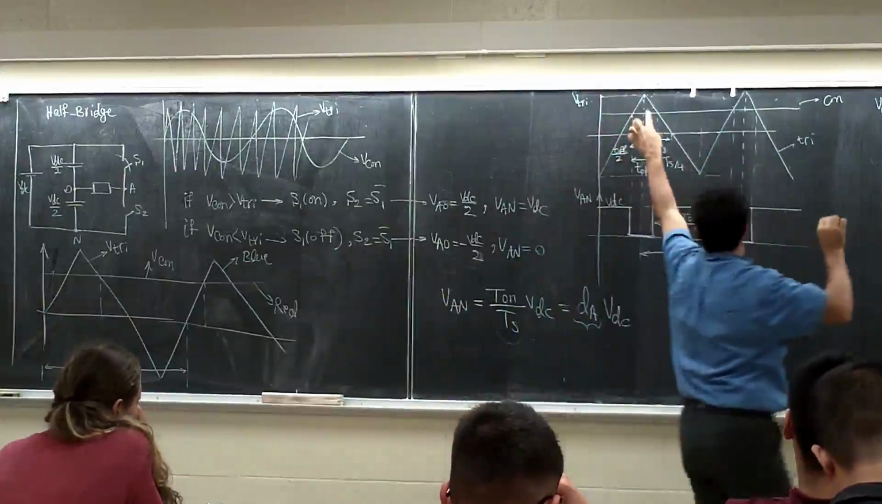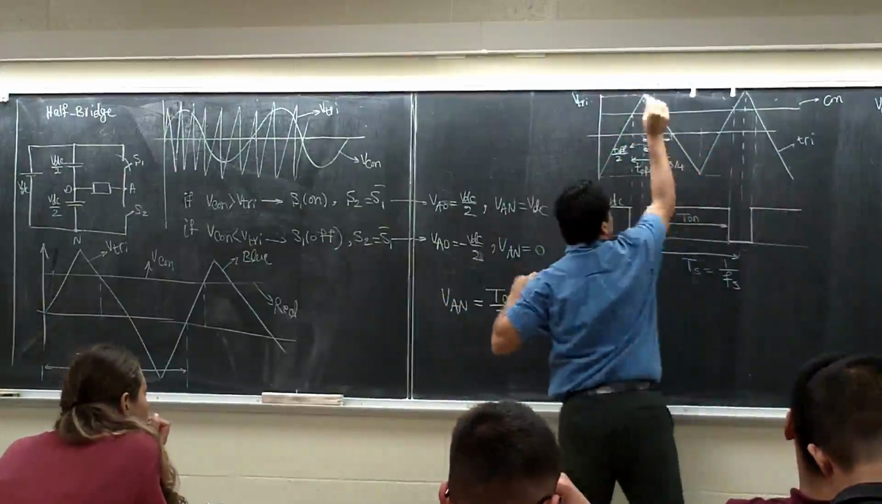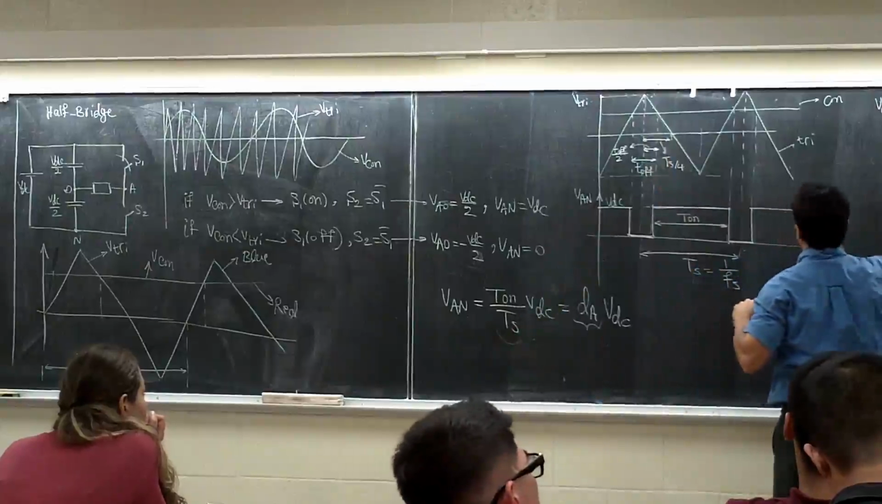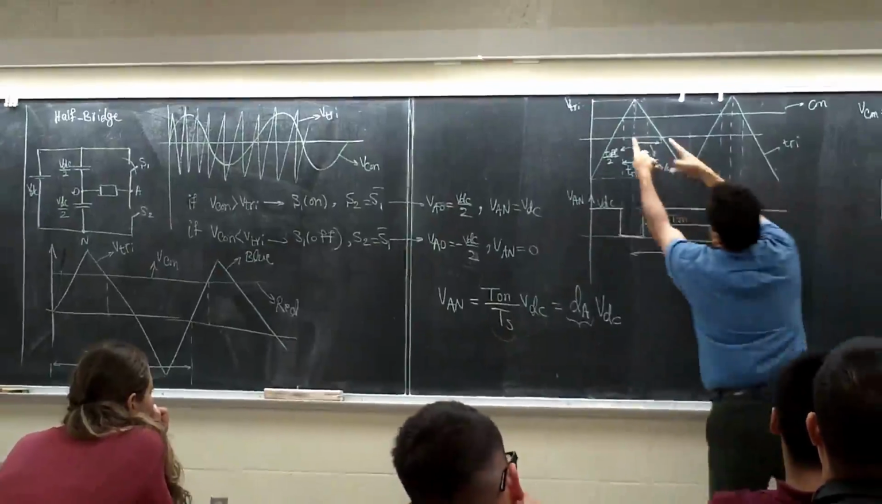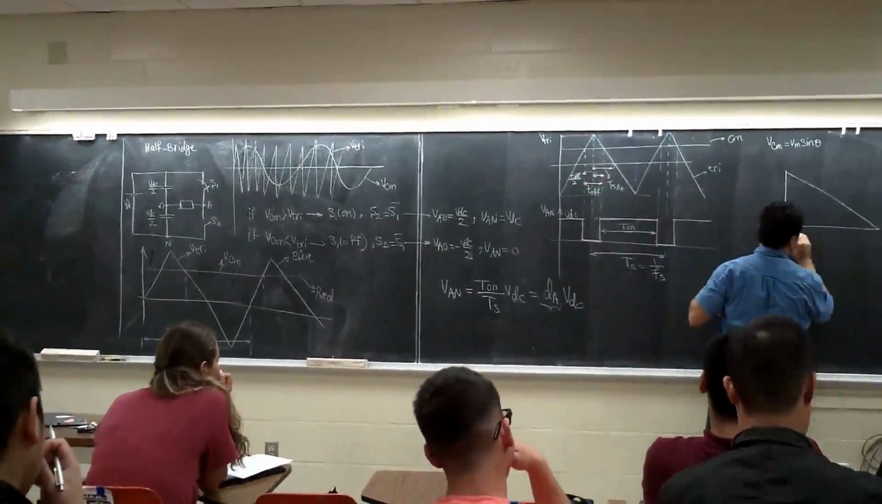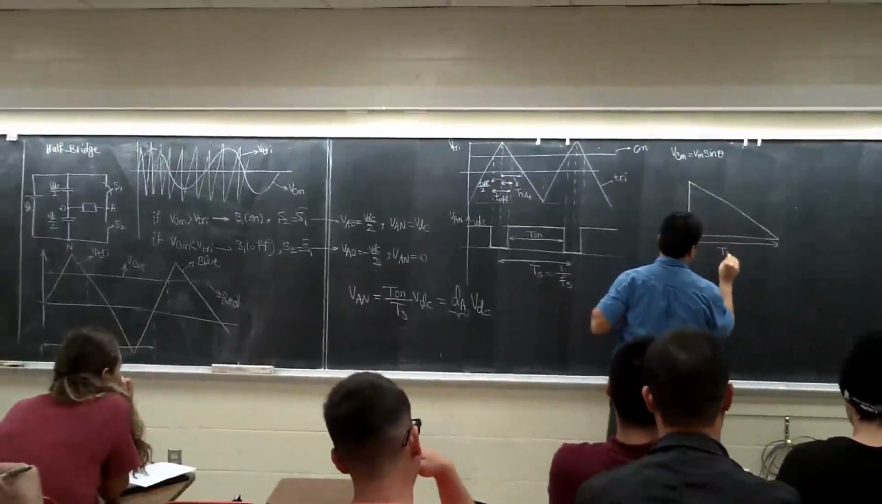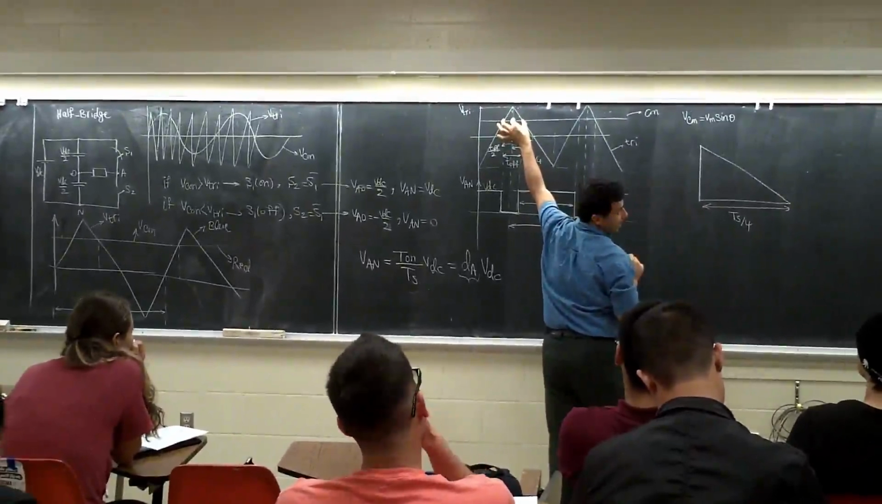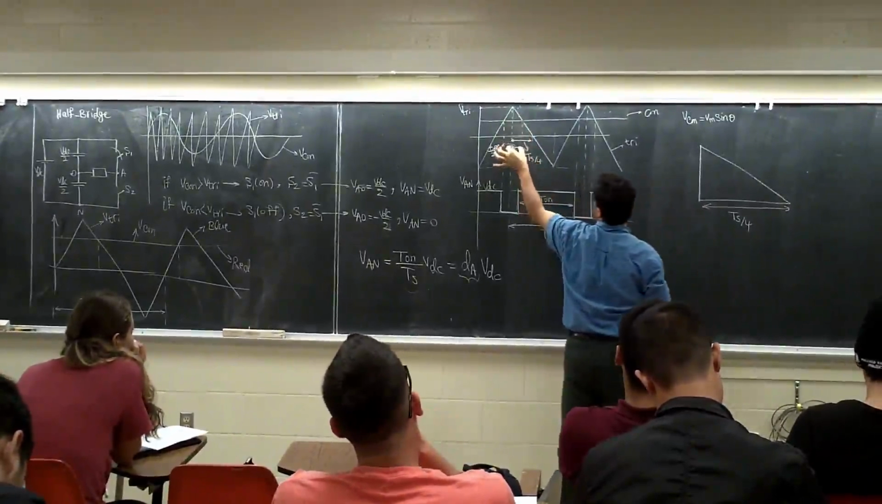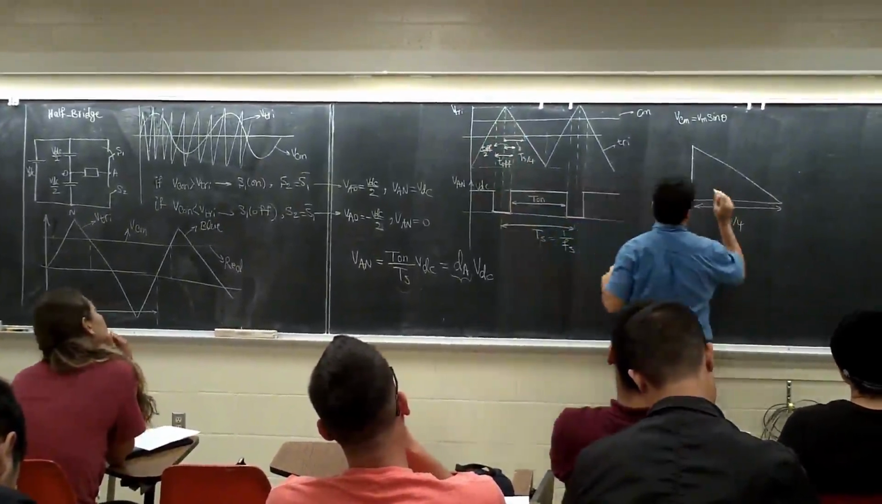I'm going to plug these two triangles here again. I have one here, one here, one here, right? This one is here. This is a TS over 4, right? How much is this one? T off over 2, right?